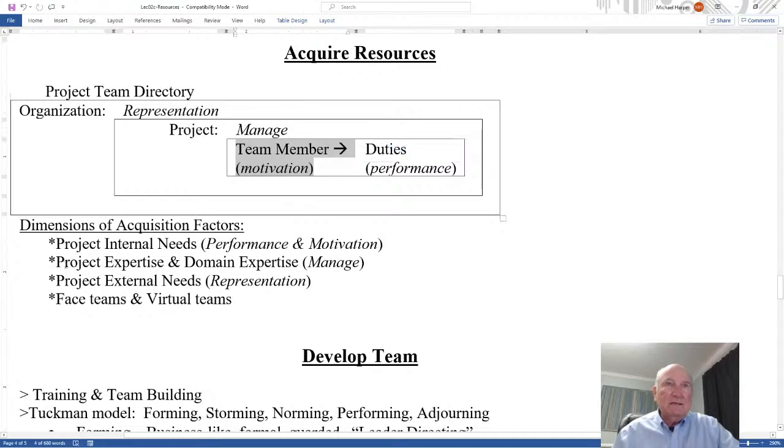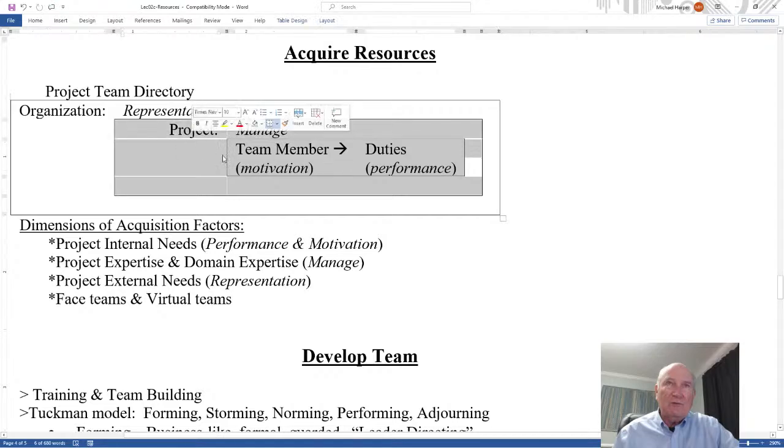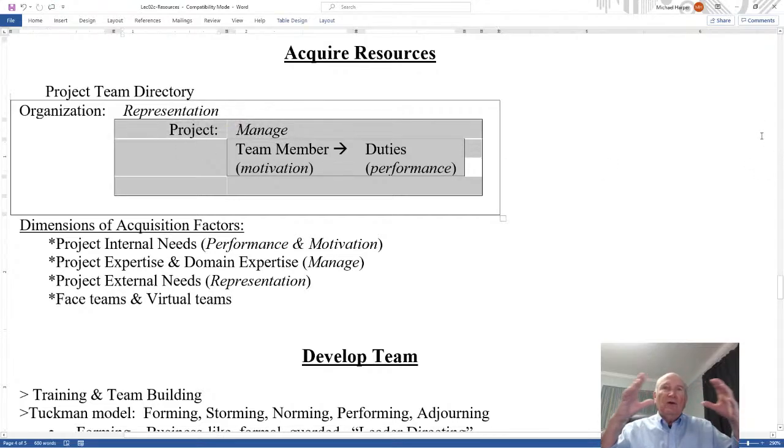The second is project expertise and domain expertise, and that's more of the management of the project. So here we will have more of the management of the project, saying, okay, let's make sure that we have the expertise as far as project management knowledge is concerned, but also expertise in the domain experts.